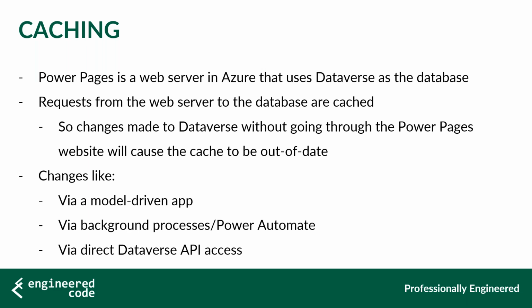So for example, if you make changes to Power Pages data via a model-driven app, that's directly to Dataverse and that's not talking to the Power Pages web app. If you have background processes or Power Automate flows that modify data in Dataverse, the Power Pages web app doesn't know about that. If you have a console app, or you're using XRM Toolbox, or anything that directly accesses the Dataverse APIs, your Power Pages web app doesn't know about those changes. So as far as it's concerned, its cache is still valid. It has no reason to believe that its cache is not accurate, and so it will continue to act as if that data which has been changed hasn't been changed.